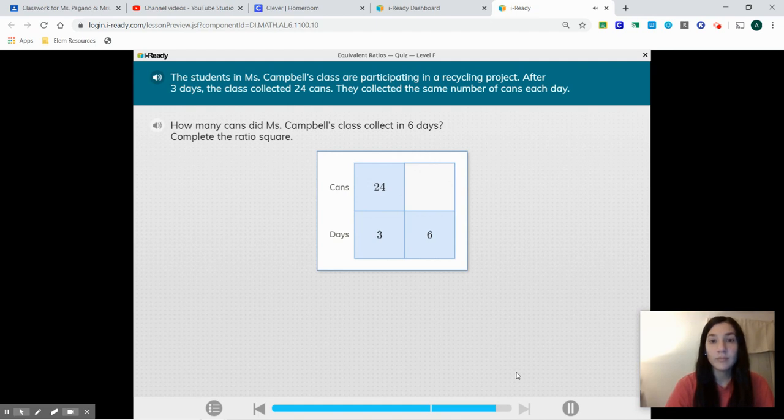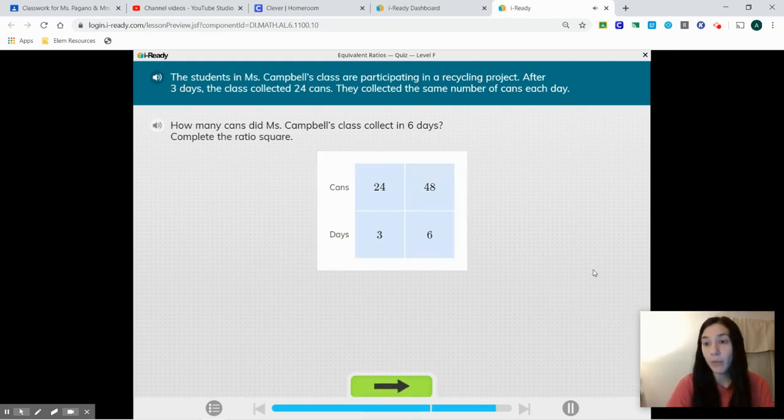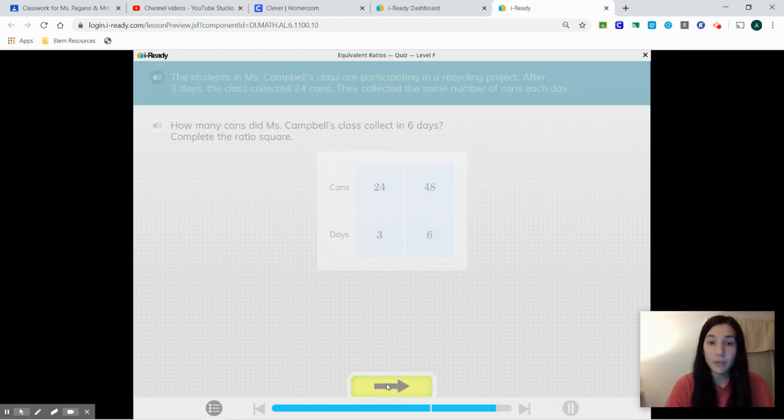Complete the ratio square. Okay, so there's a couple different ways we could solve this one here. We see that every day, 24 divided by 3 will give us 8. So each day they're collecting 8 cans. So we know that 6 times 8 is 48. We could have also multiplied by 2 and doubled it. But no matter what, we want 48 cans so that when we reduce our ratio, we have 8 to 1.